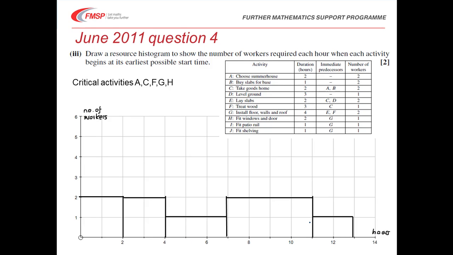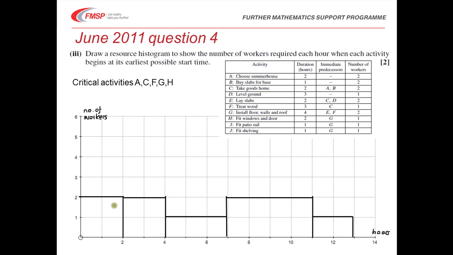So let's have a look at the next bit. This time we're asked to draw a histogram to show the number of workers required each hour when each activity begins at its earliest start. Now what I've done here is I have put in the critical activities.